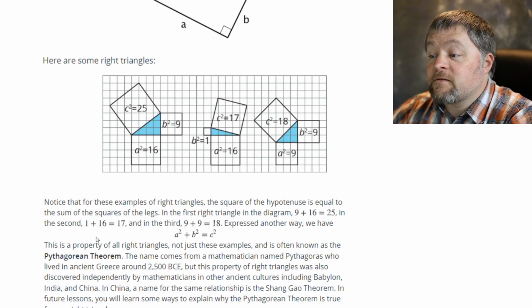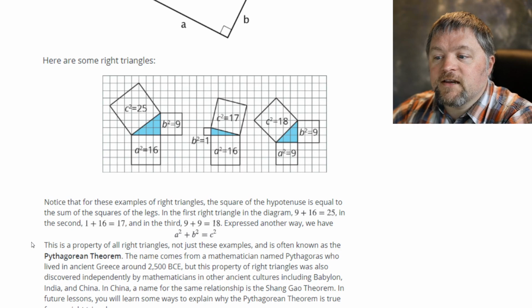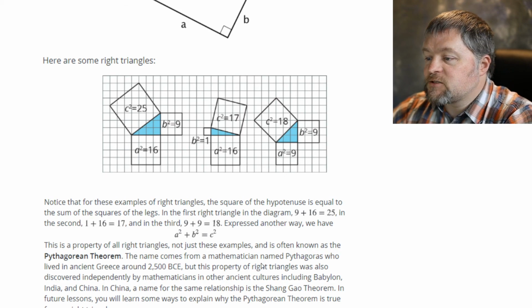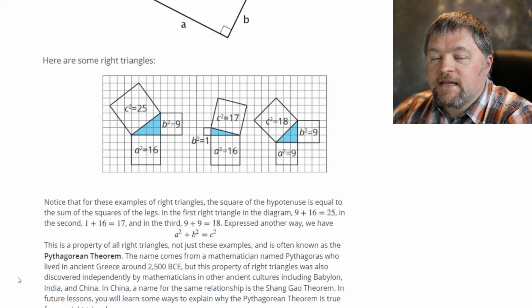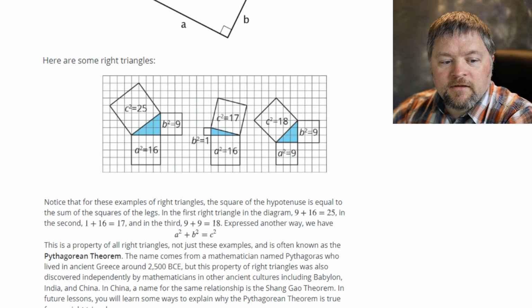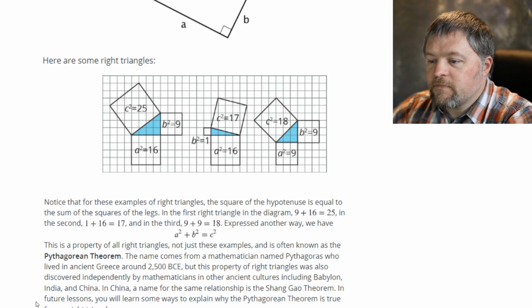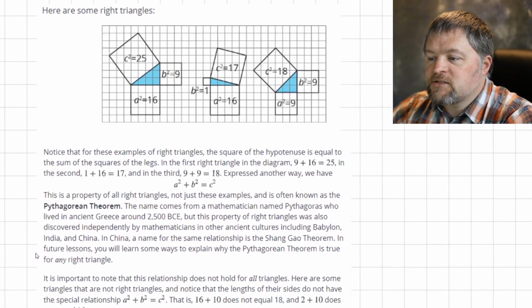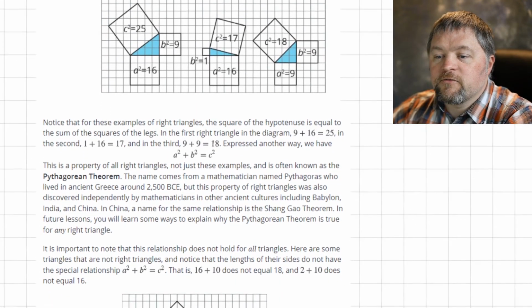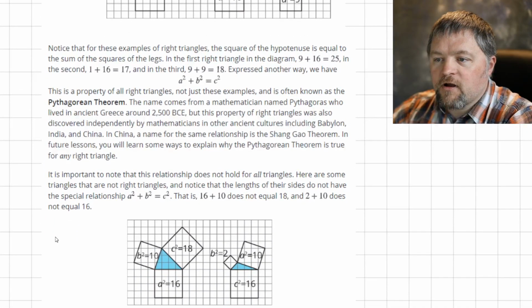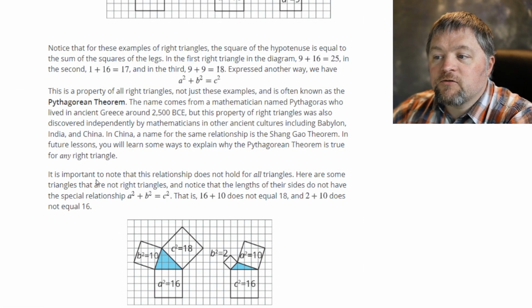The name comes from a mathematician named Pythagoras who lived in ancient Greece around 2500 BCE. But this property of right triangles was also discovered independently by mathematicians in other ancient cultures, including Babylon, India, and China. In China, the name for the same relationship is the Shanggao theorem. In future lessons, we will learn some ways to explain why the Pythagorean theorem is true for any right triangle. It's important to note this relationship does not hold for all triangles.